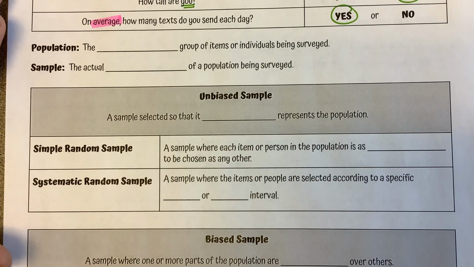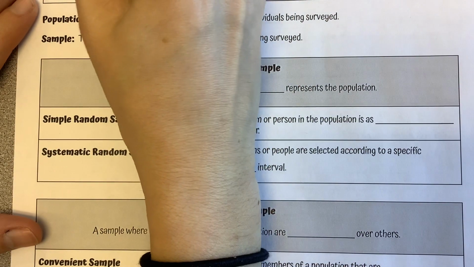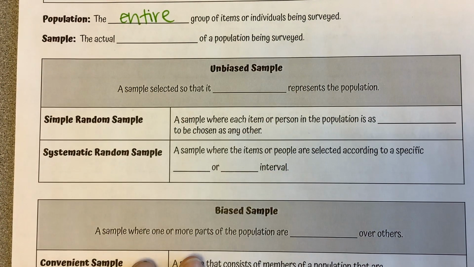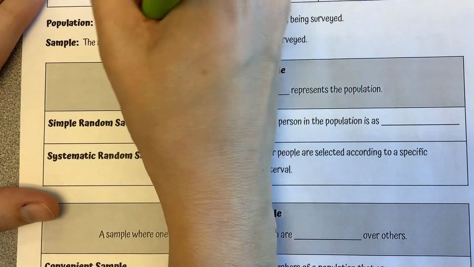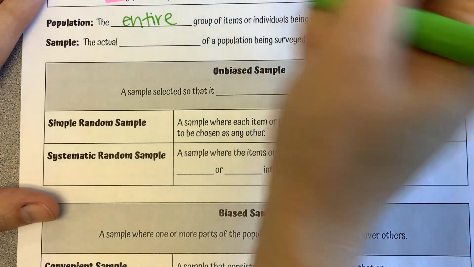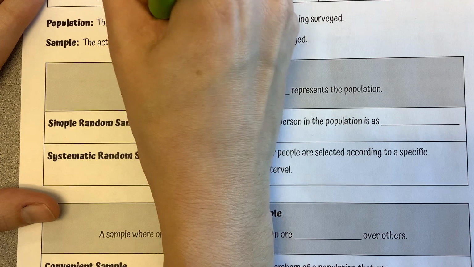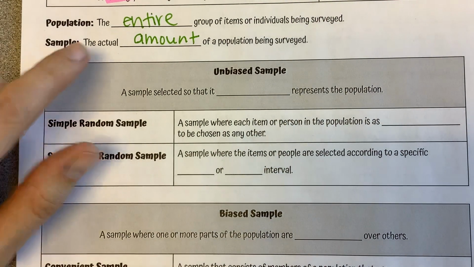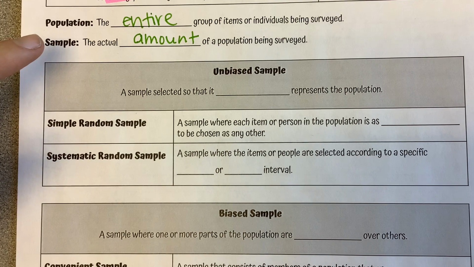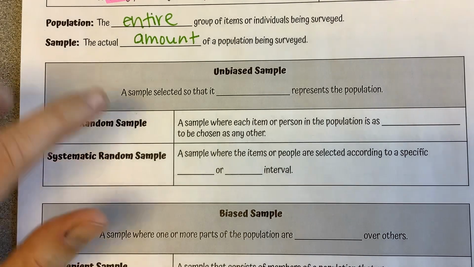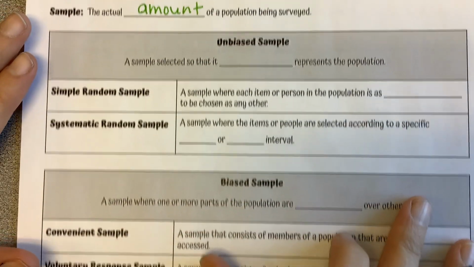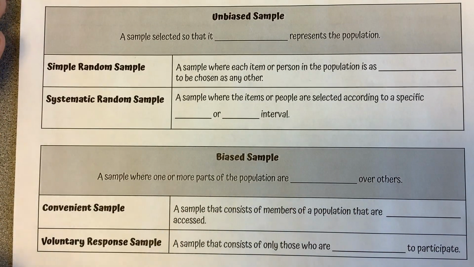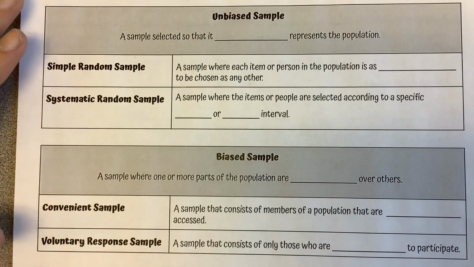The population is the entire group, or the whole group of individuals being surveyed. The sample is the actual portion of the population that is being surveyed. If they're giving data on people that live in Chicago, they might not be asking every single person that lives in Chicago. We might just have a small sample that we're going to use to represent the whole city. When we are collecting samples, we have what we call unbiased samples versus biased samples.